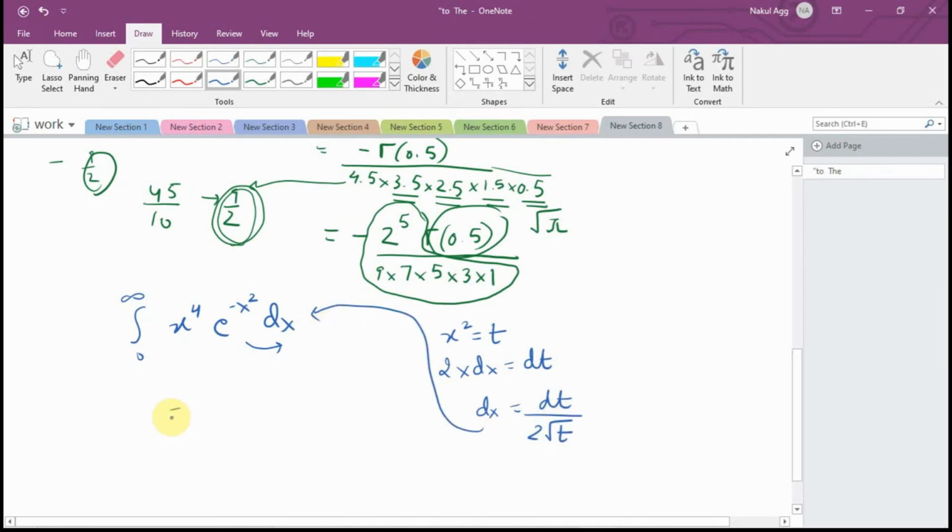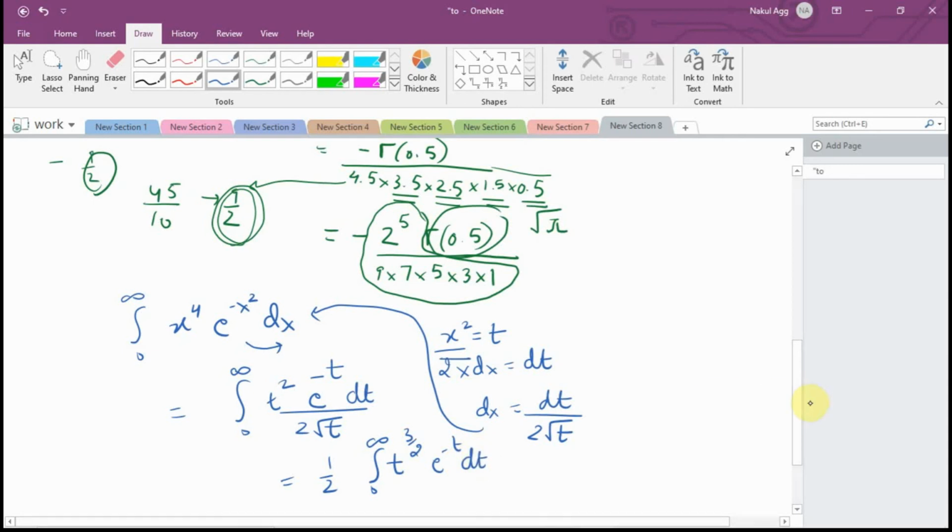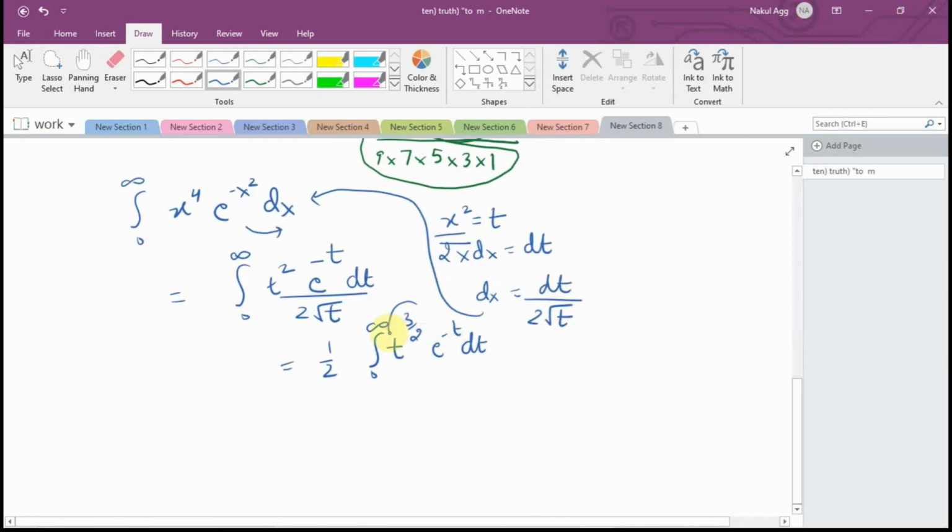Substituted here, the limits will remain the same. So we have 0 to infinity t square e raised to power minus t dt by 2 root t. This is equal to half, 0 to infinity t raised to power 3 by 2 e raised to power minus t dt. Now if this is equal to x, this is nothing but gamma of 5 by 2 from the definition.